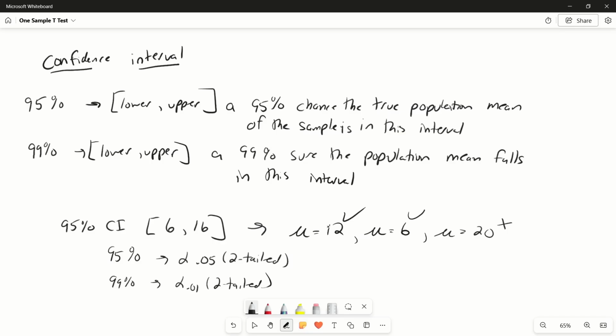So if the parameter we're testing against is not in this interval, we can say it's statistically significant at the 0.05 level if it's 95%, or the 0.01 level if it's 99%. So here, a population mean of 20 is statistically different from this sample at a 95% confidence interval. That translates to 0.05 two-tailed. So I would reject the null at 0.05 two-tailed. If this was 99%, I would reject the null at 0.01 two-tailed.